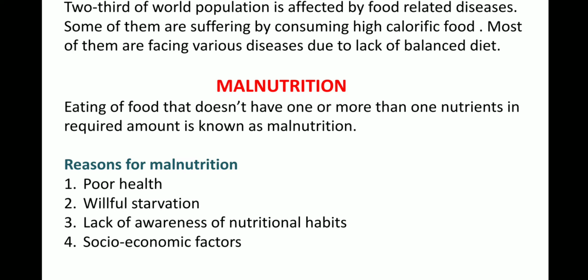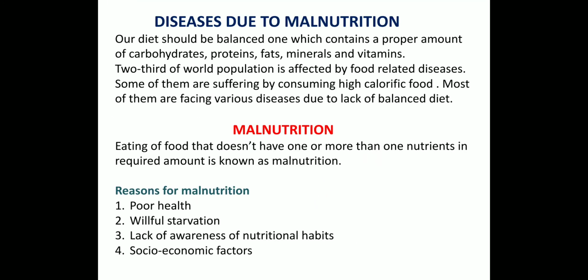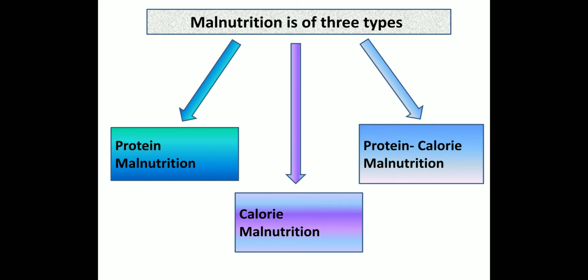So what are the reasons for malnutrition? Poor health, willful starvation, that means fasting and all, then lack of awareness of nutritional habits. So that is, they are not aware of various nutrients, and finally socio-economic factors. Now malnutrition is of three types: protein malnutrition, calorie malnutrition, and protein calorie malnutrition. So these are the three types of malnutrition.